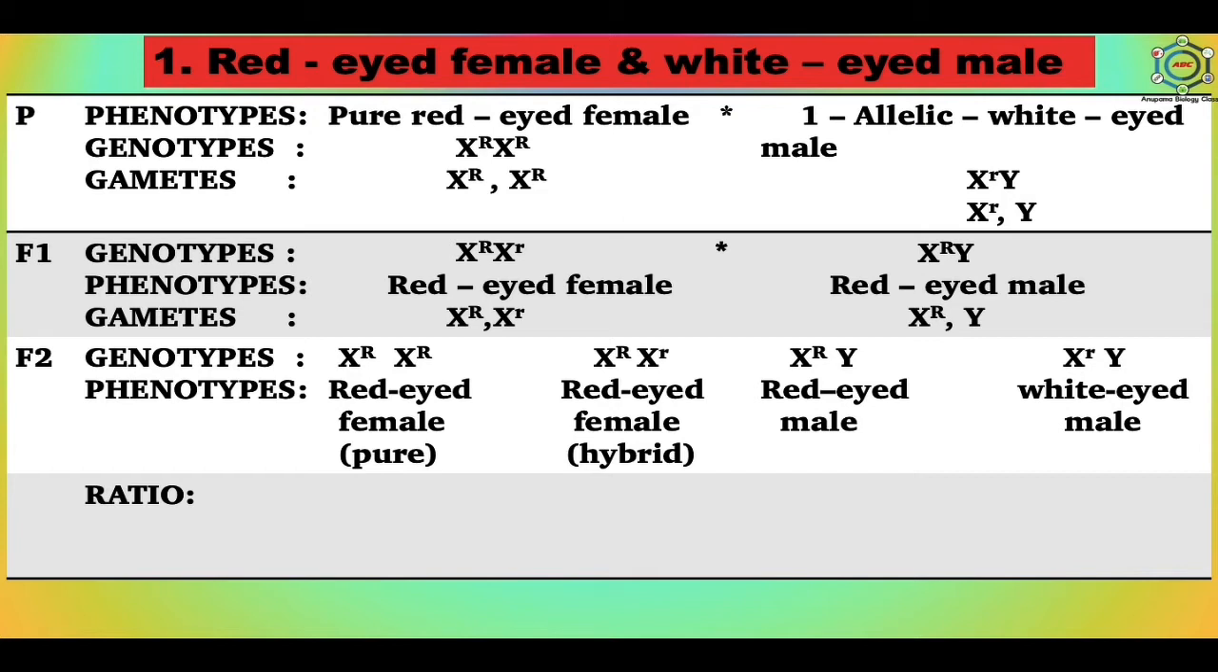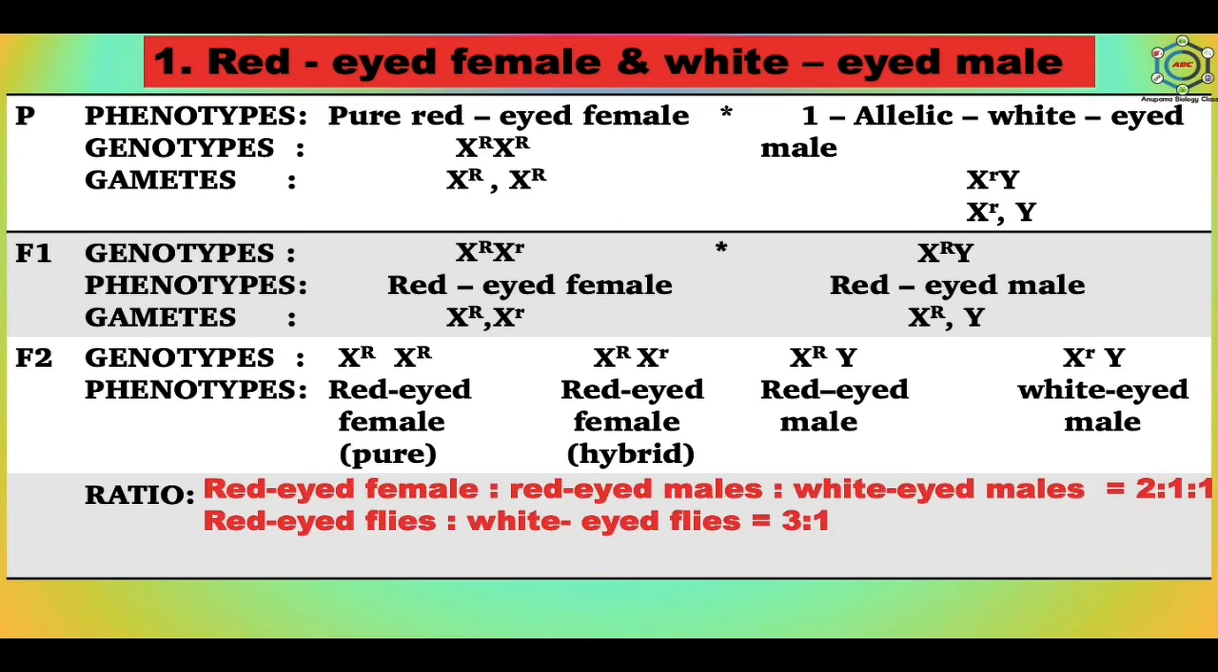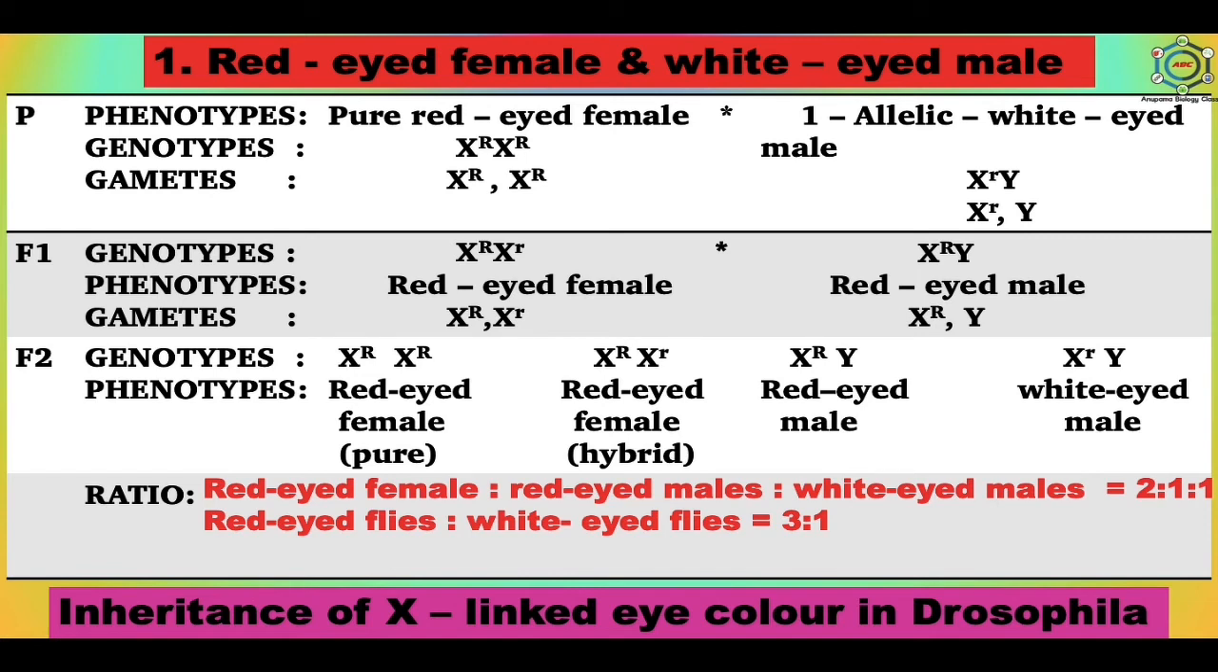When the red-eyed male and female flies of F1 are intercrossed, the F2 flies are in the ratio of 2 red-eyed females to 1 red-eyed male to 1 white-eyed male. Thus the red-eyed and white-eyed flies are in the ratio of 3:1 in the F2 generation. Here X^R represents a gene for red eye and X^r represents the white eye color. So this shows the inheritance of X-linked eye color in Drosophila.